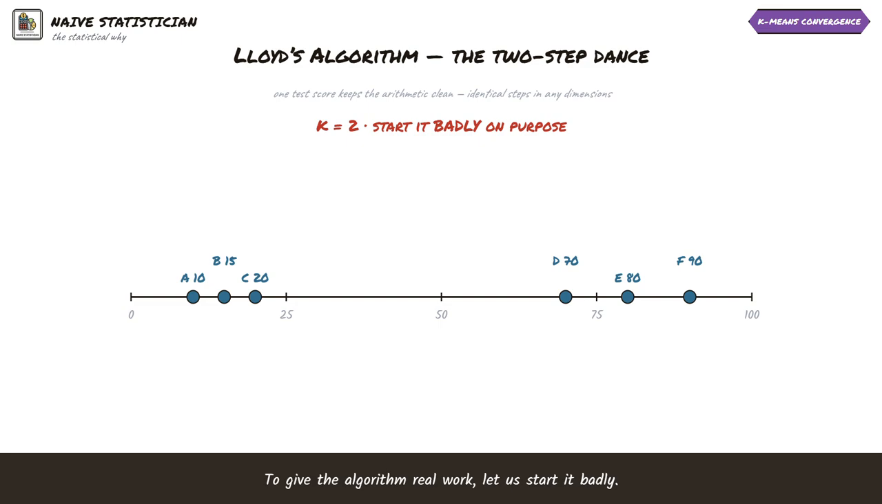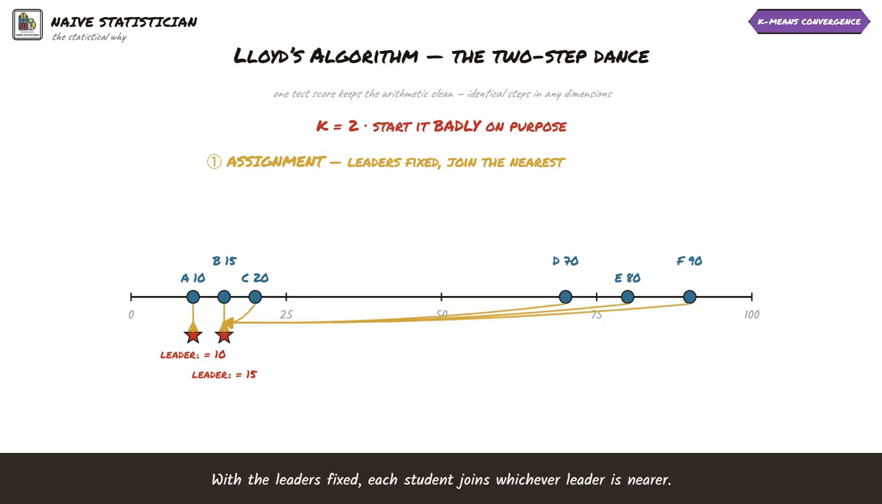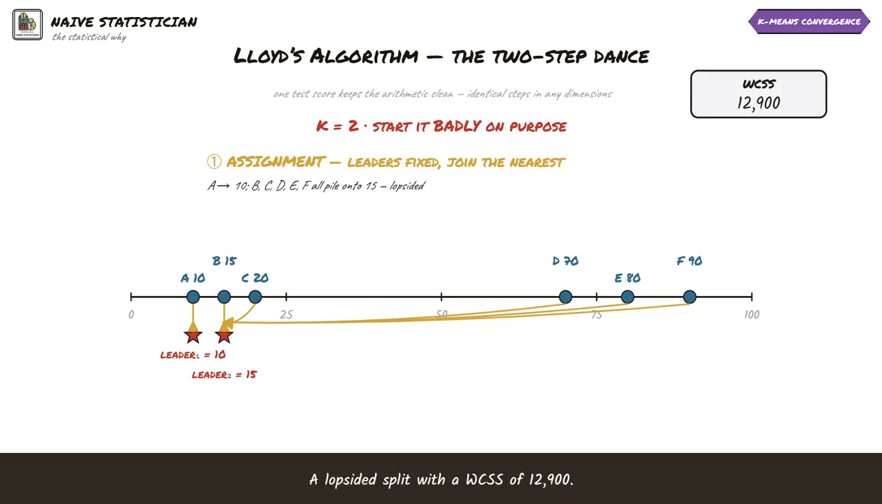To give the algorithm real work, let us start it badly. Both leaders down low, one at 10 and one at 15. Step 1, the assignment step. With the leaders fixed, each student joins whichever leader is nearer. A sits on the leader at 10. Everyone else is closer to 15. So B, C, D, E and F all pile into the second circle. A lopsided split with a WCSS of 12,900.